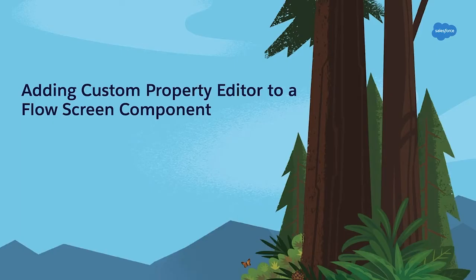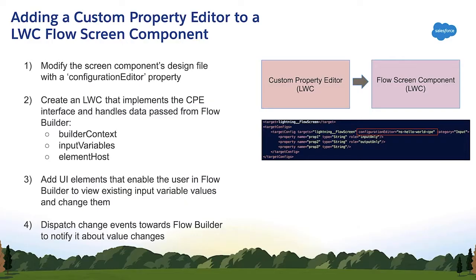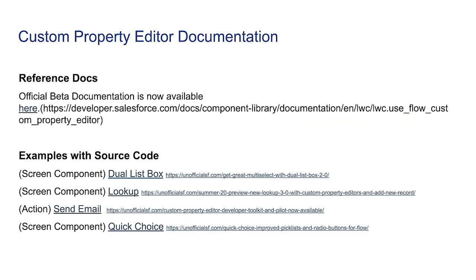Now, it works pretty much the same way if you're adding a custom property editor to a Flow screen. The only real difference is that the configuration editor property here is in the meta XML file in the target config entity. And here you can see the beta documentation and also links to those 4 components that I showed you briefly earlier. So you can see a lot of source code.